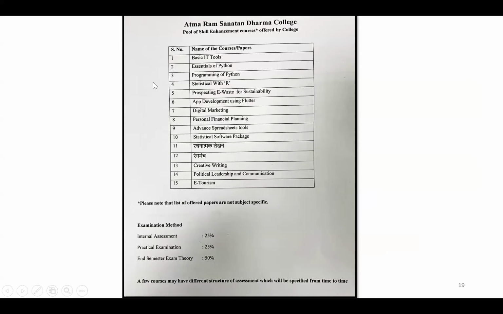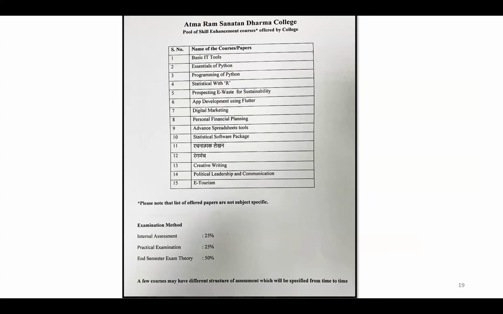Similarly, we have three compulsory papers, VAC, SEC, and AEC. For physical science, you can also choose generic elective out of science courses only. So you have an option: physics, chemistry, maths, electronics, computer science, geology and botany. Out of these seven disciplines, you can choose any one. If you are studying mathematics or physics as a discipline in BSc physical science, you can also choose general elective from maths as well as physics.